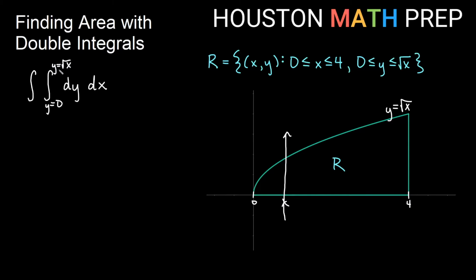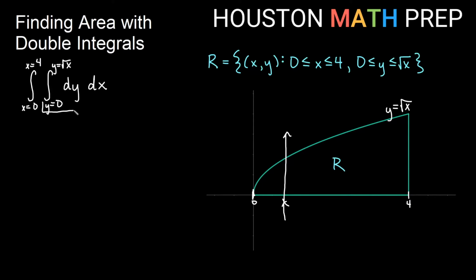So here we'll get y equals square root x as our upper bound. Now, once we have our inner bounds, our outer bounds are just going to be constants. So if these are x bounds from x equals something to x equals something, then we just look at the smallest and largest x values. So here the smallest x value is 0, and here the largest x value is 4. So we'll be integrating from 0 to 4 dx.